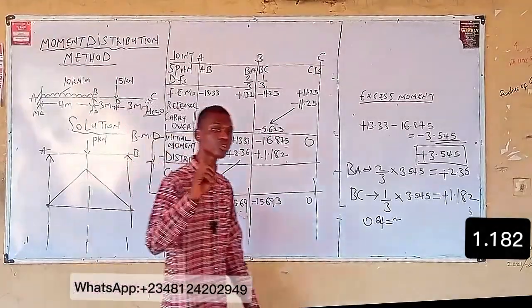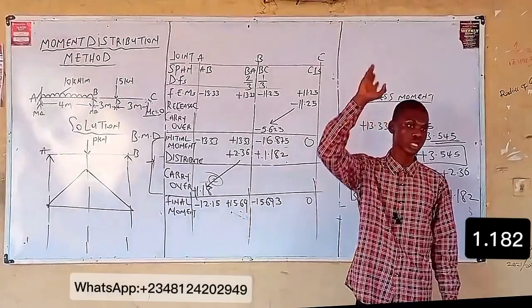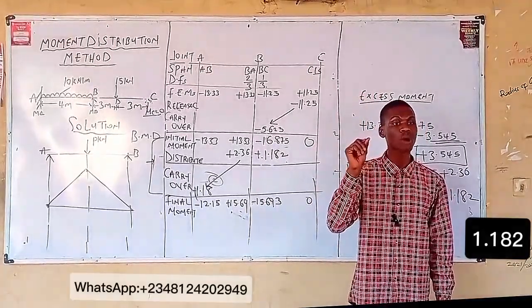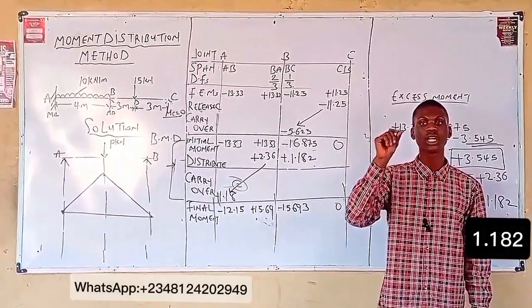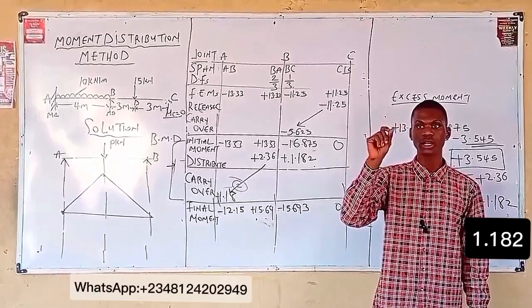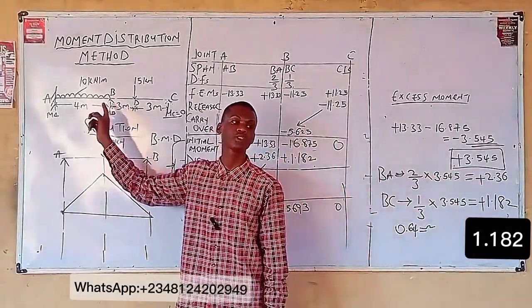You will distribute only if you have another excess moment. But if you don't have any excess moment, you will distribute again. And you know how to identify your excess moment. Your excess moment occurs at the joints where you have your intermediate support. Now this is point B. At point B, you have intermediate support.